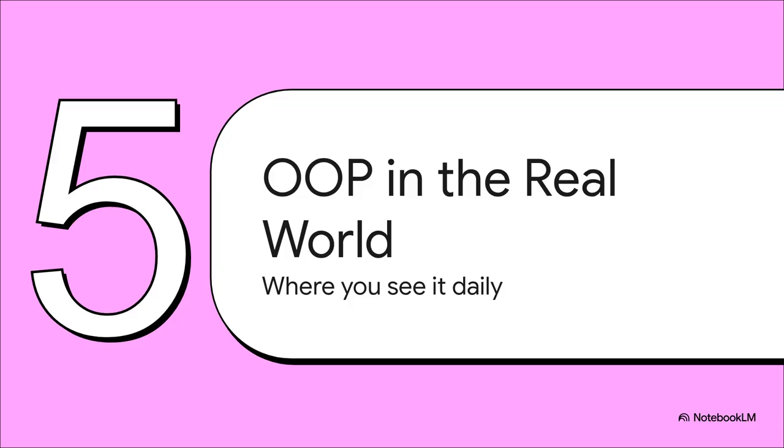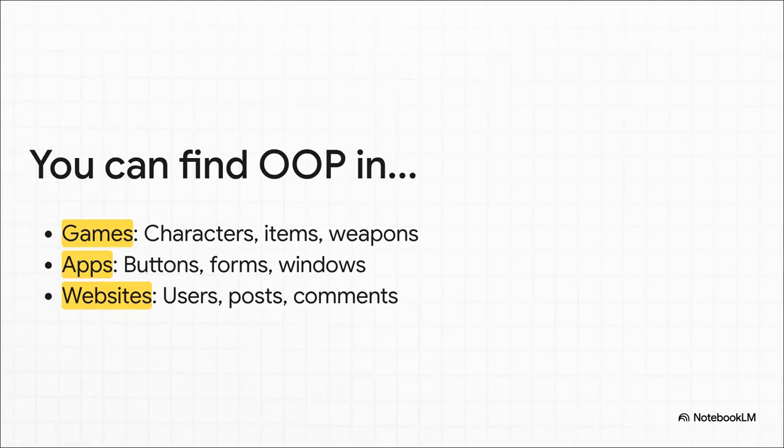So, this isn't just some abstract thing for programmers. OOP is the engine that runs so much of the digital world that you use every single day. Seriously, it's everywhere. In video games, every character, every sword, every health potion, they're all objects. The apps on your phone, every button you tap, every form you fill out, yep, those are objects. Websites, a user account is an object. A blog post is an object. A comment is an object. It's the fundamental way modern software is built.